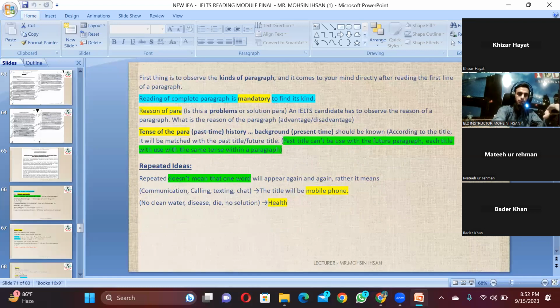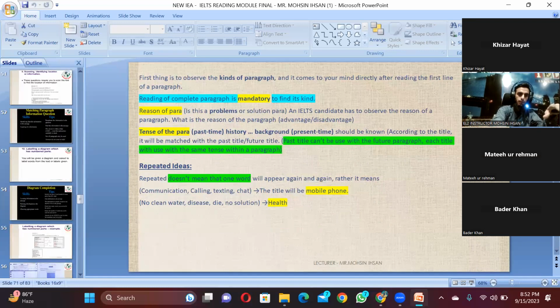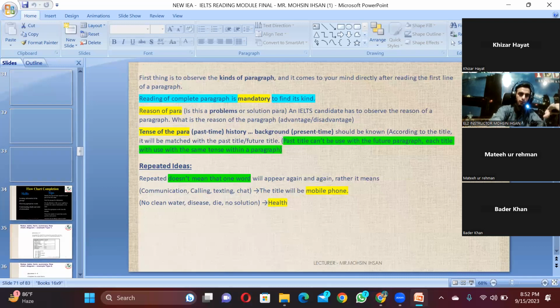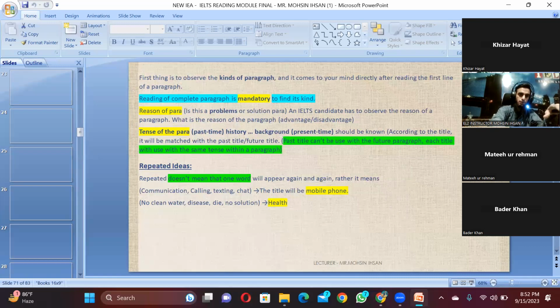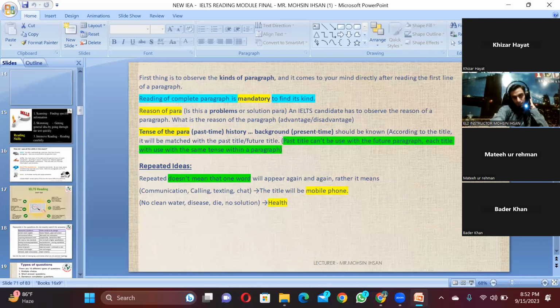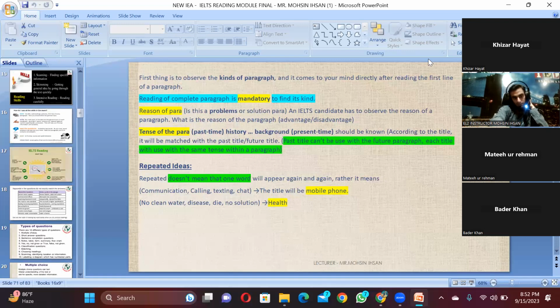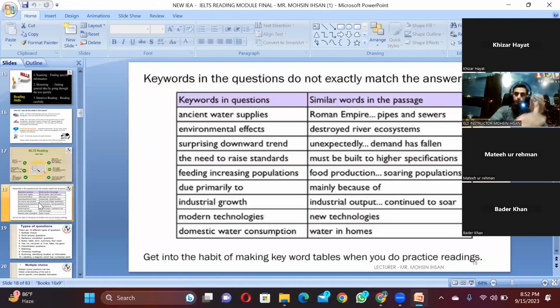I have a list over here. Let me show you; you can take a screenshot from that. Such kinds of words would be synonymized in such a way. Here it is. The following words are from the question sections, and these are the similar words: industrial growth, industrial output; due primarily, mainly because. New technologies and modern technology are one and the same thing. In questions you will face some new, synonym words. You can take a screenshot of that.